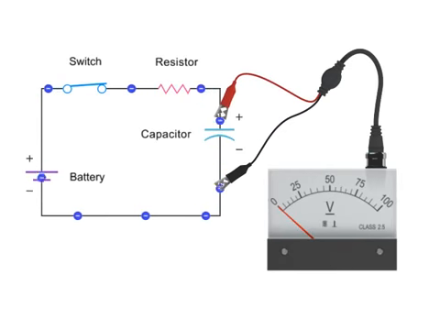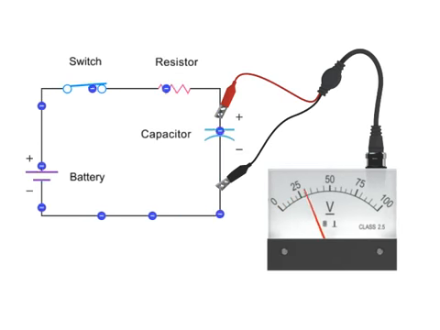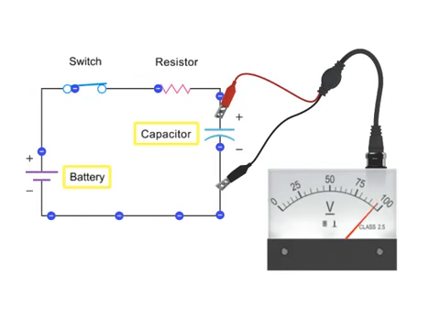Eventually, the voltage across the capacitor will equal the voltage of the source. At this point, the flow of electrons stops because the source voltage and capacitor voltage are equal but opposing each other. The capacitor is essentially charged.